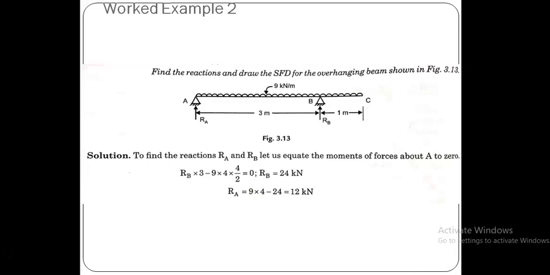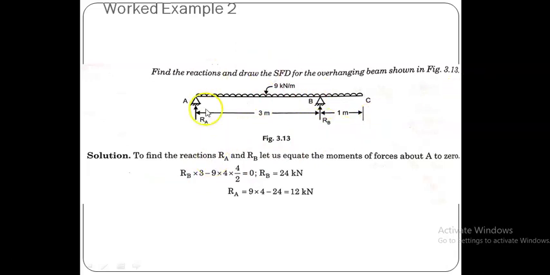So let us have an overhanging beam. In this beam we can also find the reaction forces, and we can also find the SFD. So as usual, in order to find the reactive forces, taking moments about A, sigma MA equal to 0. For that I can write the equation RB into 3.